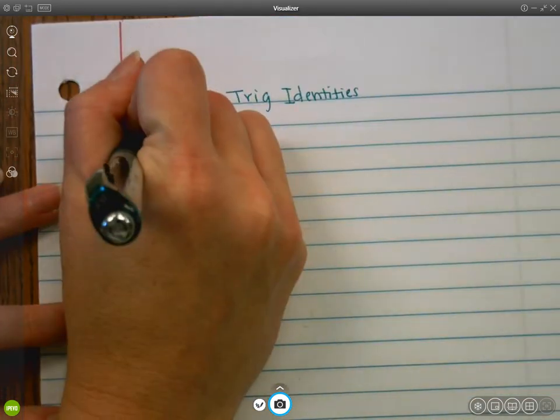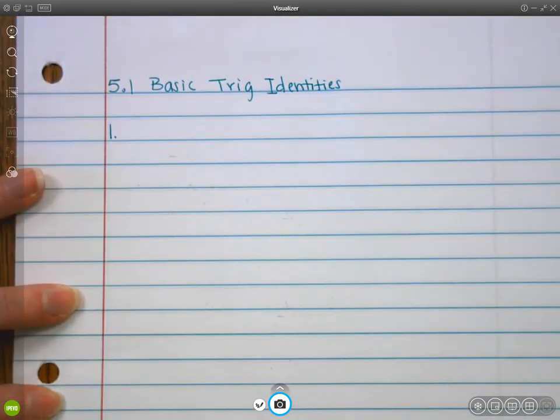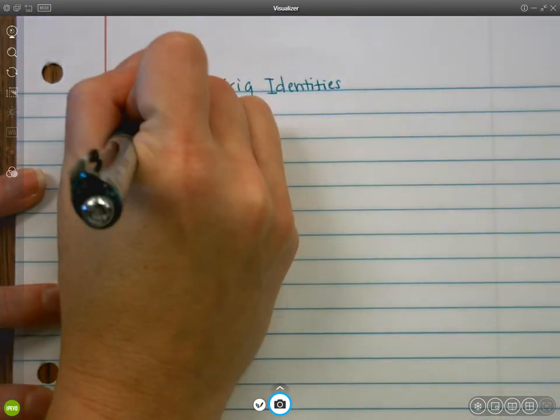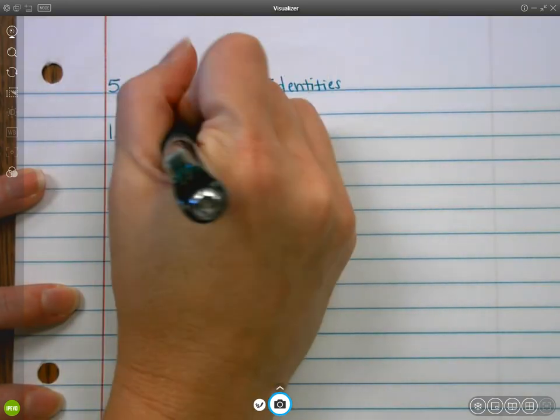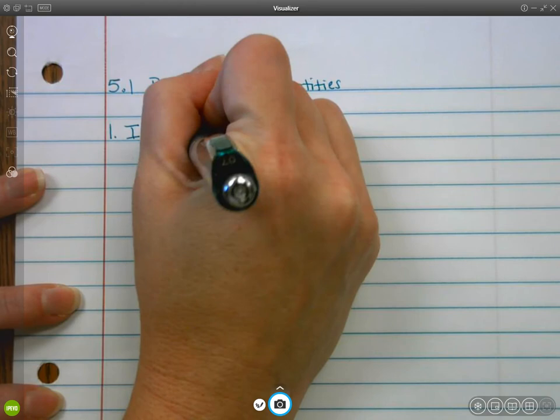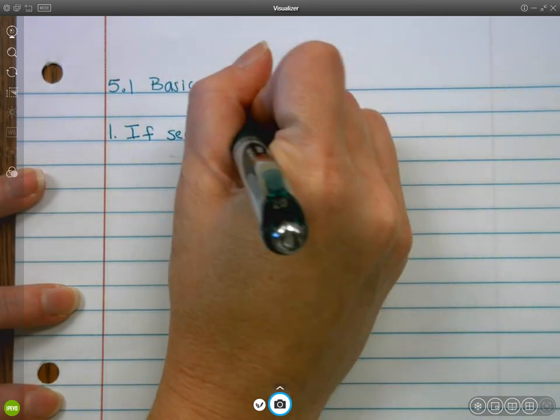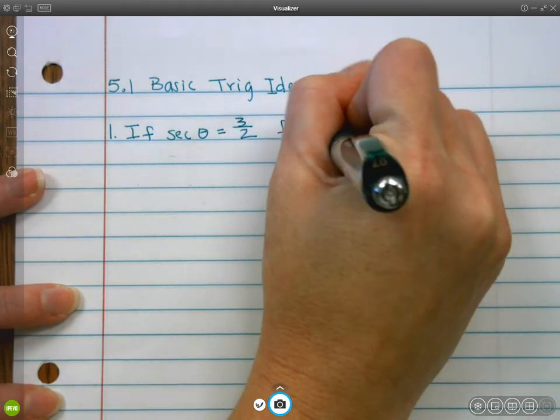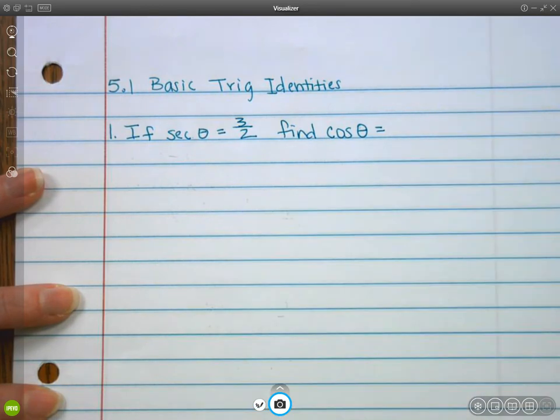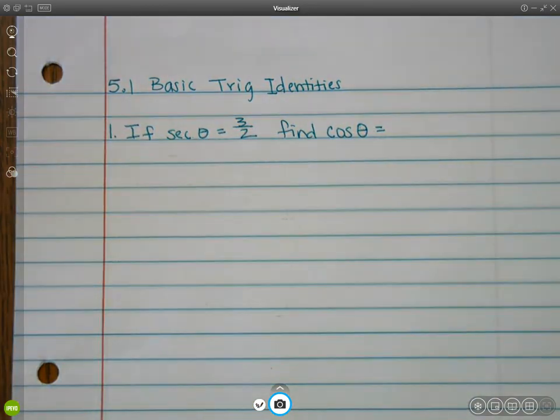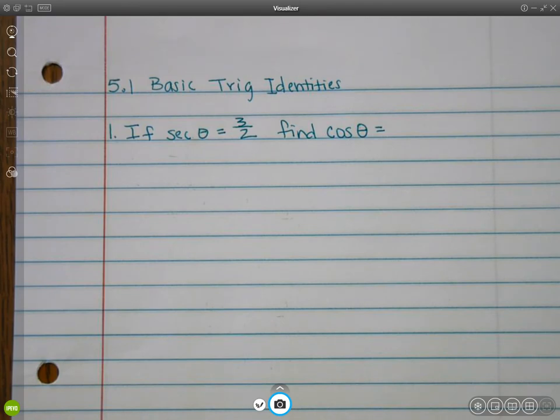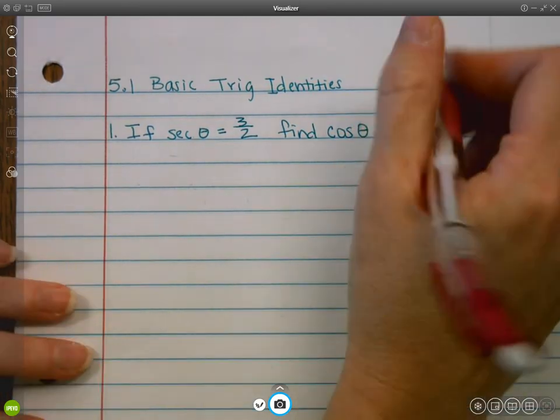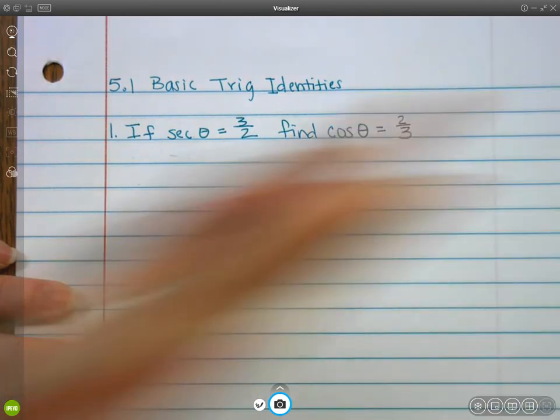So what I need for you to be able to do is answer questions like this. Number 1. And keep in mind, sometimes I give you really easy things, and you just have to recognize that that's what you're given. Sometimes they give you kind of hard things, and you've got to figure out how to handle them. If I'm telling you secant of theta is 3/2, and I want you to find cosine of theta, the first thing you have to realize is that secant and cosine are reciprocals. So if secant is 3/2, that means cosine is 2/3, the end, no work.